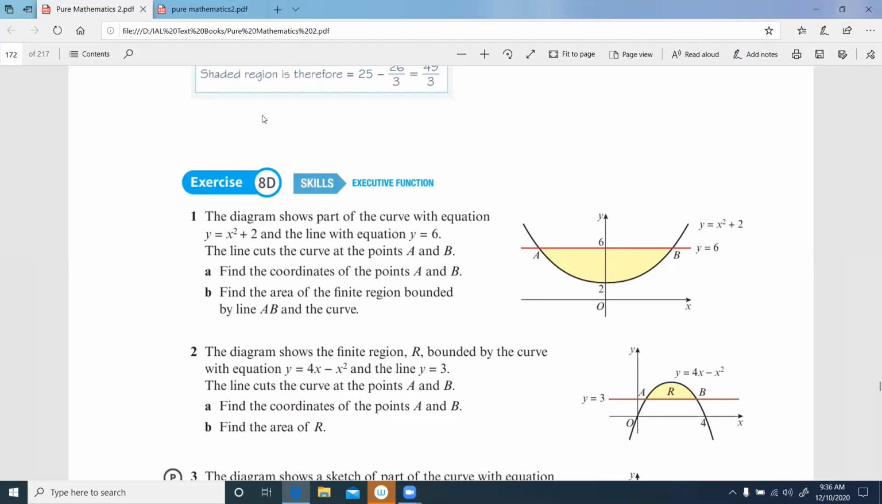So today we'll start with this question. Here we are going to discuss this point. The curve y equals x squared plus 2 meets y equals 6 at points A and B. Initially, we need to find the coordinates of A and B. Apart from that, we need to find the shaded area over here. This bit of area we need to find. Now let's see how to do this question.